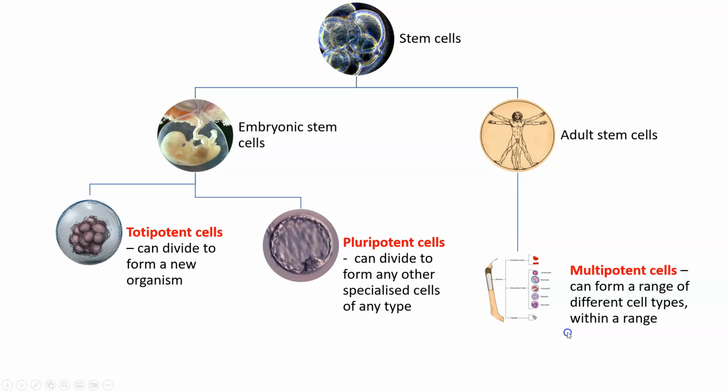Okay, so here's an image just to summarize what we've talked about so far. Stem cells can be either embryonic or adult stem cells. Embryonic stem cells can be totipotent, where they can divide into a whole new organism, or they can be pluripotent, where they can be any specialized type of cell, and we derive that from the inner cell mass of a blastocyst. Adult stem cells can only be multipotent, and we get a narrow range of cell types.